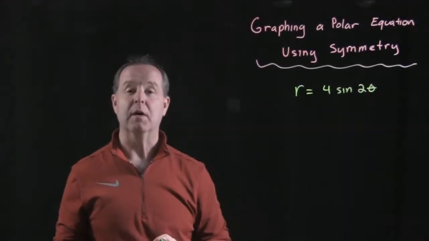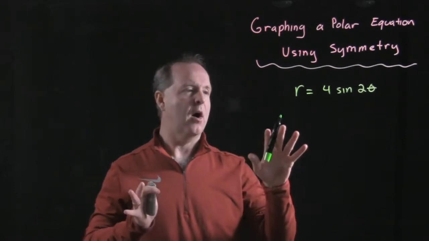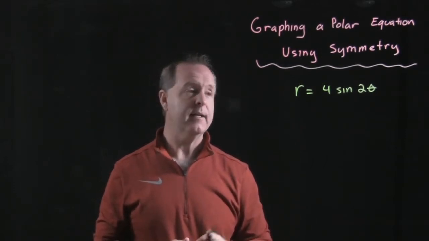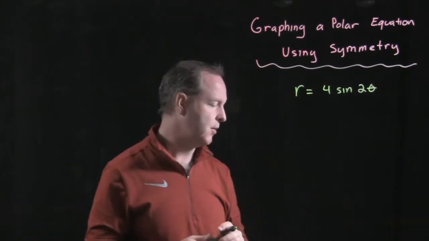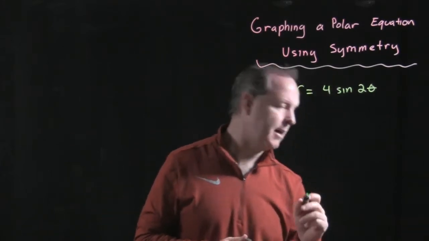Let's look at another polar equation and let's graph it. r equals 4 sine 2 theta. We begin with trying to test for symmetry. So let's look at some symmetry that we have first of all.